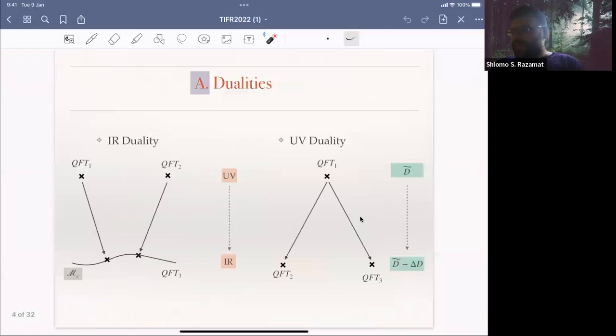So first, let me remind you of the basic notion of duality. And here I will discuss what is called infrared duality and UV duality. And later we will encounter something which I will call conformal duality.